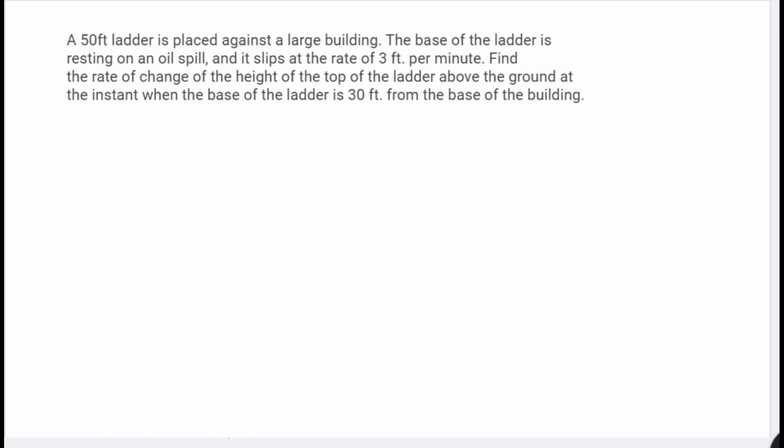A ladder is placed against a building. The base of the ladder is slipping, basically. It slips at the rate of 3 feet per minute. So we kind of know a rate, right? Some known rate. Find the rate of change of the height of the top of the ladder above the ground at the moment when the base of the ladder is 30 feet from the base of the building.